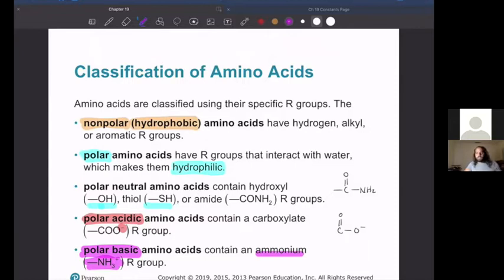Remember, a net charge, like a net negative or a net positive charge, is really, really polar, as well as anything that can form hydrogen bonds. So that's why the thiols and the alcohols and the amides.